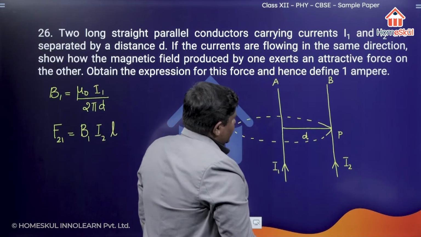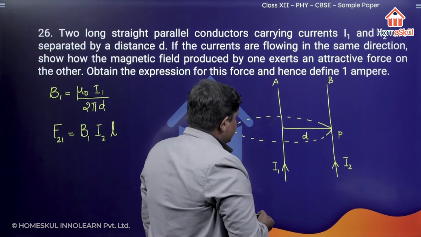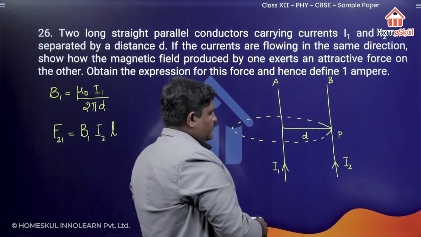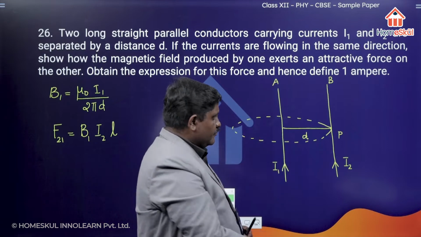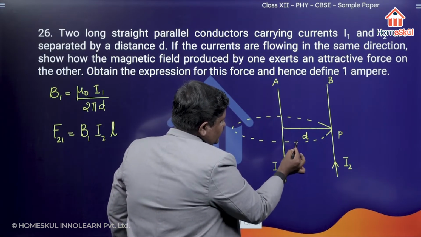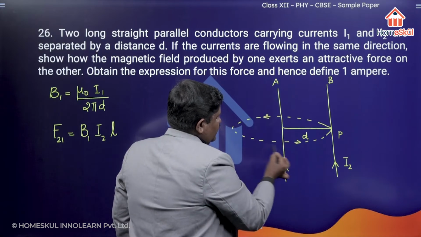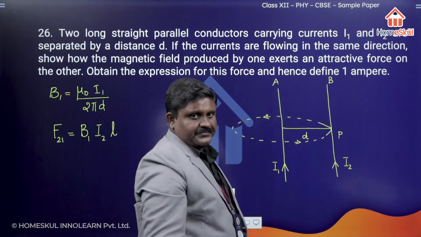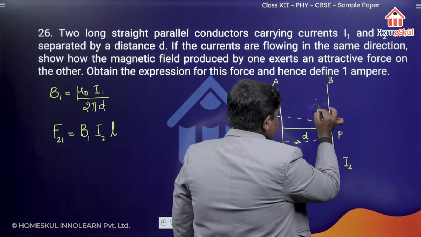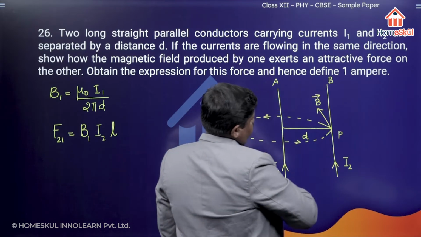Now we are going to draw the direction of the magnetic field at point P. Here the current is in the upward direction, so we apply the right hand thumb rule. Then we get the direction of the magnetic field in the anti-clockwise direction, so the magnetic field will act in this direction.